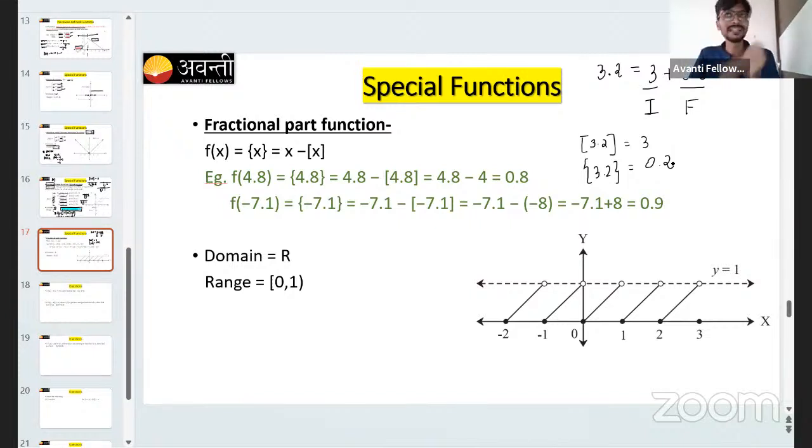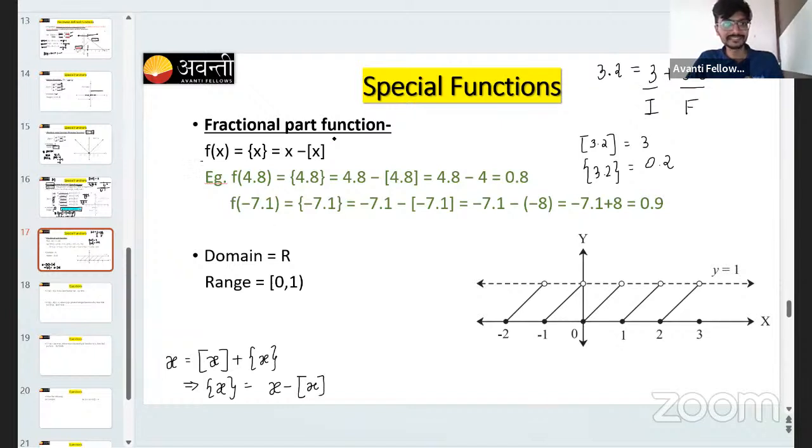Proper fraction means, again, it is between 0 and 1, 0.1, 0.2, 0.3, and so on. So I hope this fractional part function is very clear to you. Basically, the definition says any real number x can be written as an integral part, which we have seen is step of x, plus the fractional part. This is my relation. From here, I can write the fractional part of x as, sending it to the left, x minus step of x. So this is the definition of the fractional part of x, denoted by curly brackets. Step is denoted by square brackets, right?